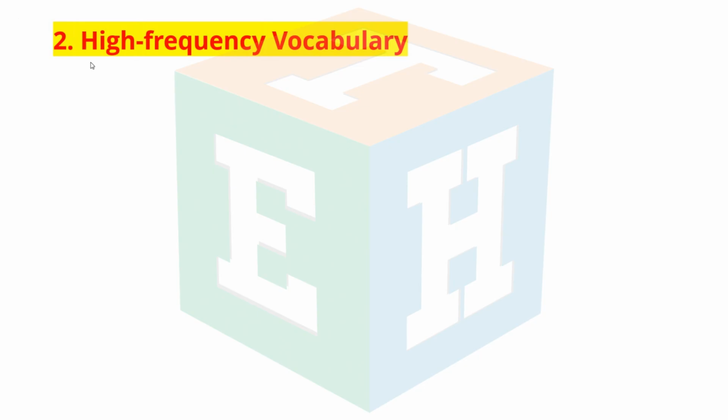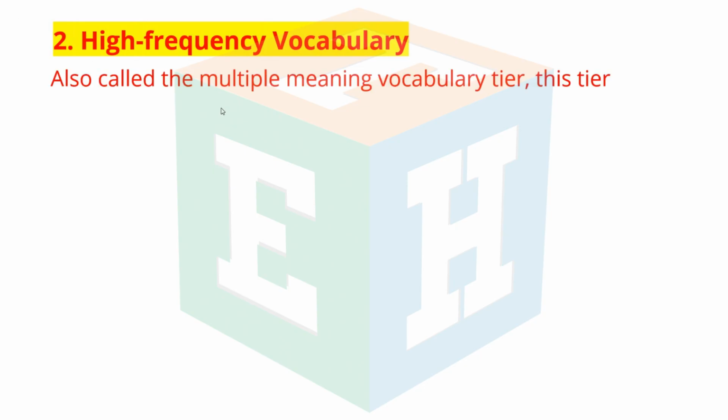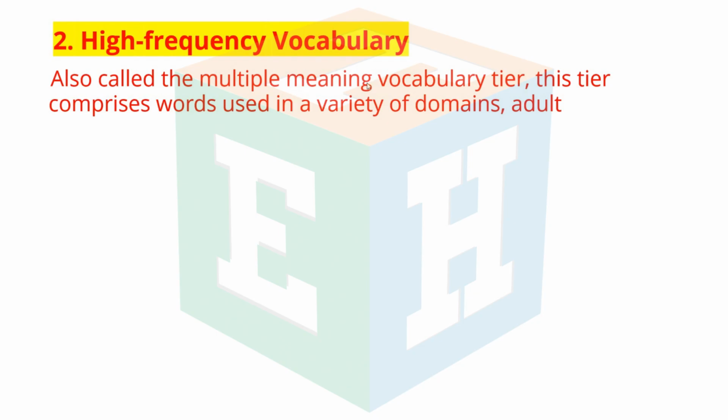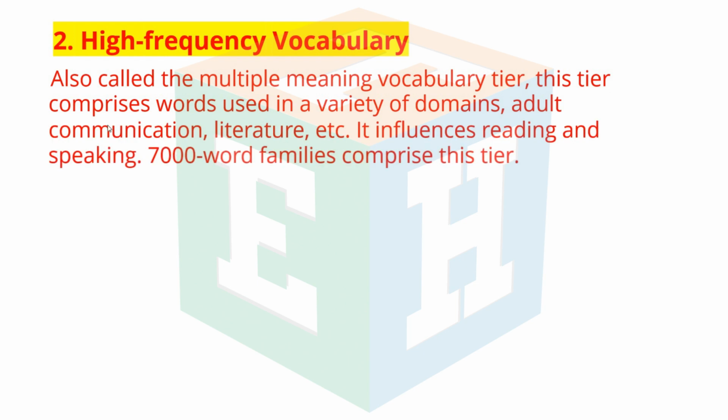Number 2, high frequency vocabulary. Also called the multiple meaning vocabulary tier, this tier comprises words used in a variety of domains: adult communication, literature, etc. It influences reading and speaking. 7,000 word families comprise this tier.